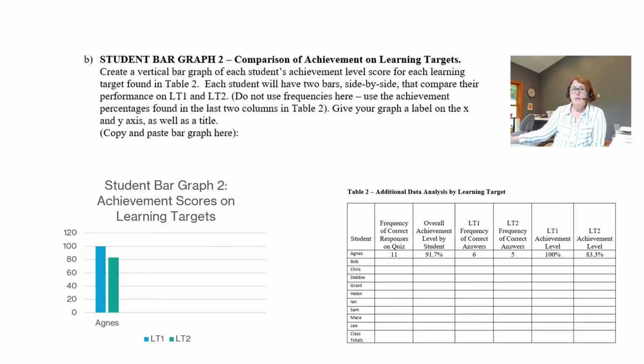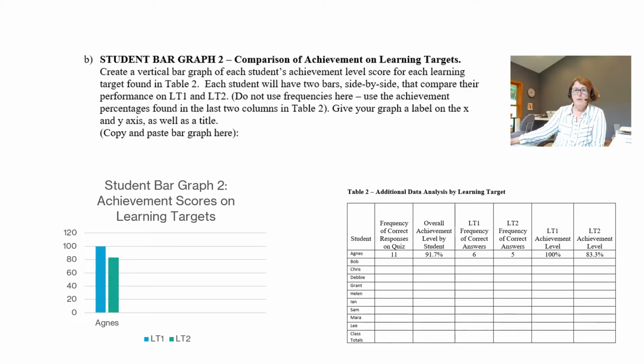Student bar graph 2 is a little different. It's a comparison of achievement on learning targets. So on this one, instead of graphing raw scores, you're graphing the percent correct that they got on learning target 1 and the percent they got on learning target 2. And so if you look at table 2, you can see in the last 2 columns their achievement levels that you calculated from data analysis 1. So you can see here Agnes got 100% correct on learning target 1 and she got 83.3% correct on learning target 2.